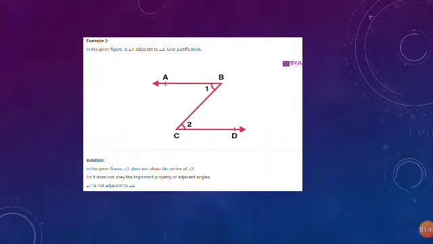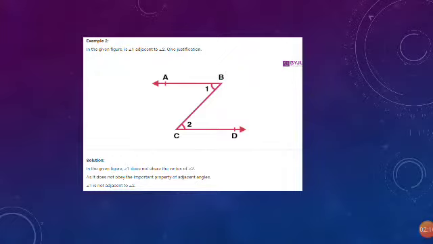In the given figure, is angle 1 adjacent to angle 2? Give the justification. In the given figure, angle 1 does not share the vertex of angle 2, as it does not obey the important property of adjacent angles. Angle 1 is not adjacent to angle 2. It is not adjacent angles.